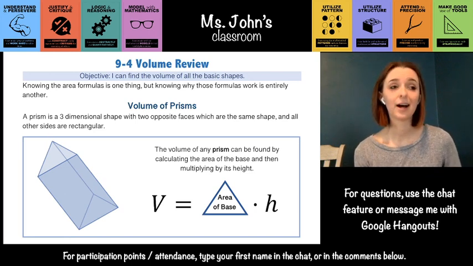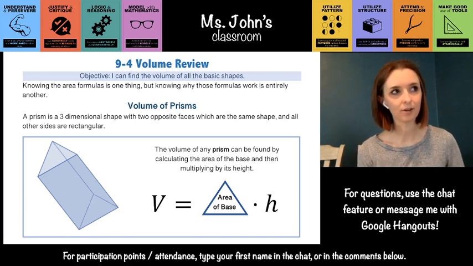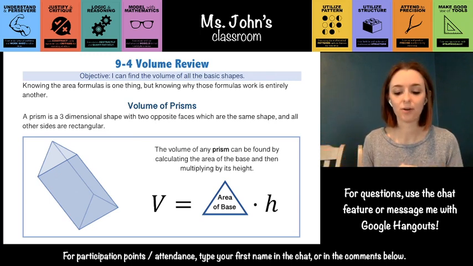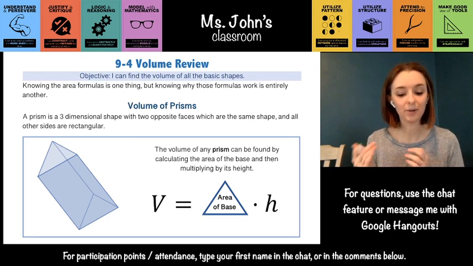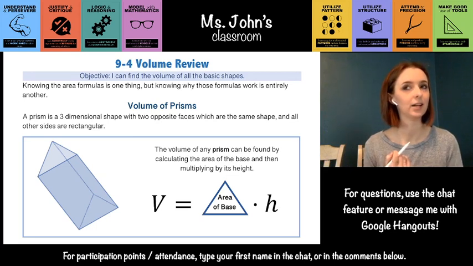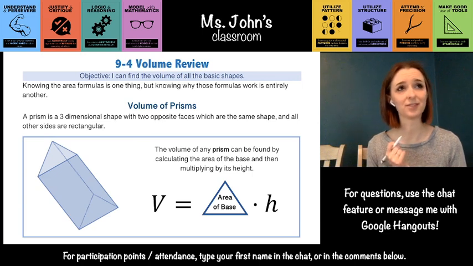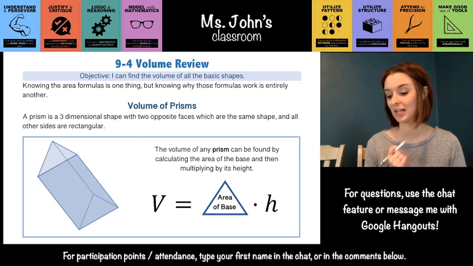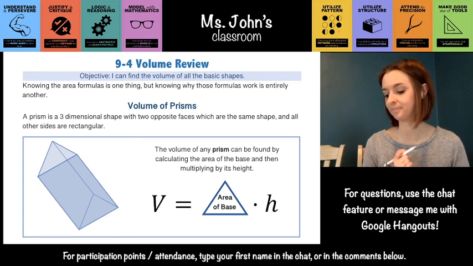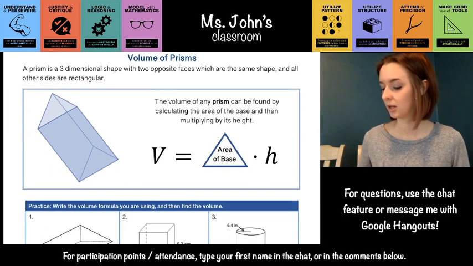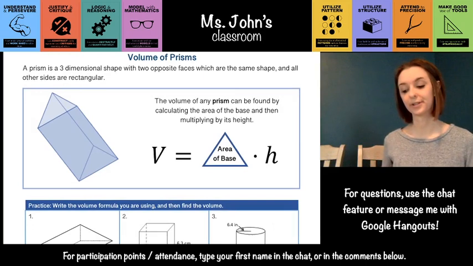So what I have done is categorize all three-dimensional shapes into a couple of categories, and then we're going to talk about how to find the volume of each of these categories. There's only 3. And one of the categories is just sphere, because spheres don't fit in with anybody else, so we just made him his own category. First is prisms.